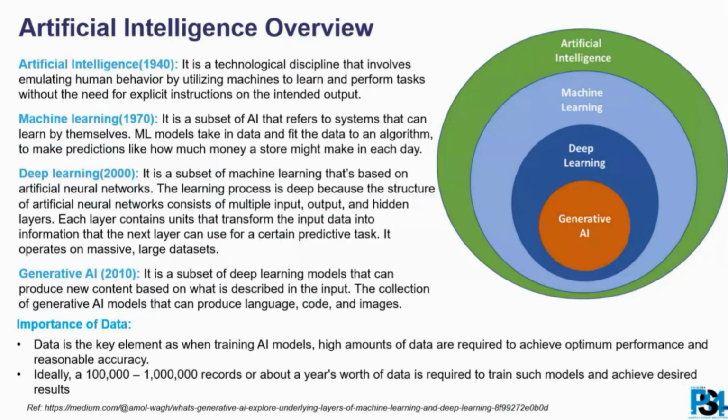Before we go into the AI use case, since this is the first session, I'll give a brief overview of artificial intelligence. Artificial intelligence is a discipline that involves emulating human behavior. It has been in discussion and research from 1940 onwards, and it's a wide umbrella term. After that, machine learning, which is related to algorithms and predictions, came into play around 1970.